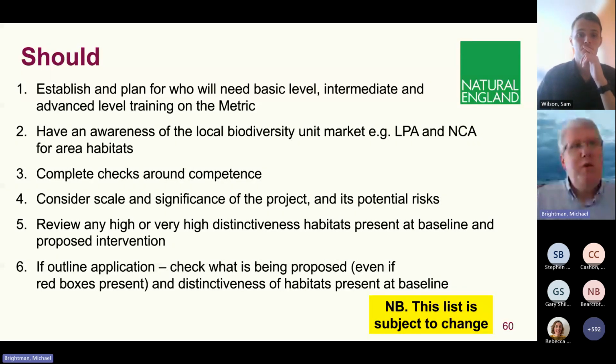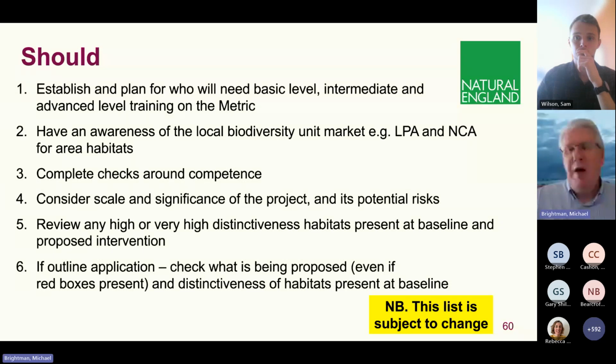An LPA should review any high or very high distinctiveness habitats that are present at baseline and what the proposed intervention is. As an example, where a metric includes high distinctiveness habitat, what you will be looking for is firstly that they've retained that high distinctiveness habitat, and then secondly, where it's in either poor or moderate condition, that post-intervention they're looking to improve that condition to either moderate or good.